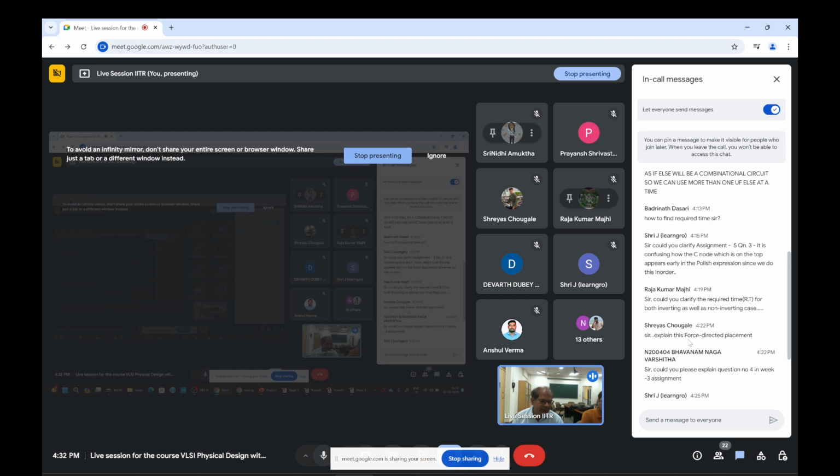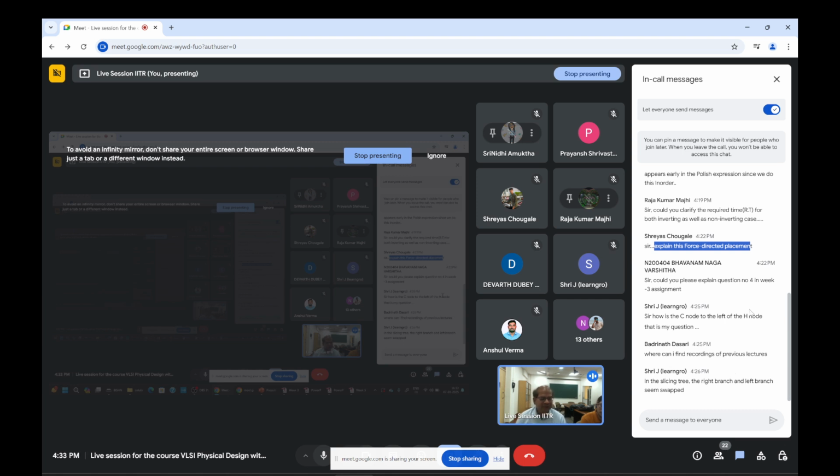Shreyas, explain the force direct replacement. So if you have any particular question, then I can answer. Otherwise, it will be like teaching the complete force direct replacement. Please go through the lecture. Could you please explain the question number 4 in week 3 assignment?